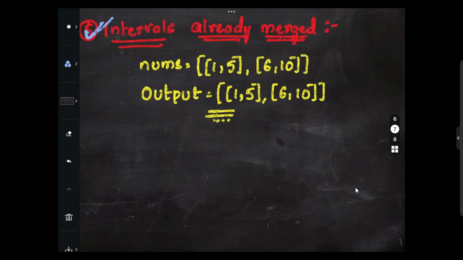Let's move on with the final edge case here. Intervals already merged, so here in this case we have 1 comma 5 and 6 comma 10. Output we will get this one itself, 1 comma 5 and 6 comma 10, because we don't have overlapping intervals here, right? So no merging since there is no overlap here in this case, right?